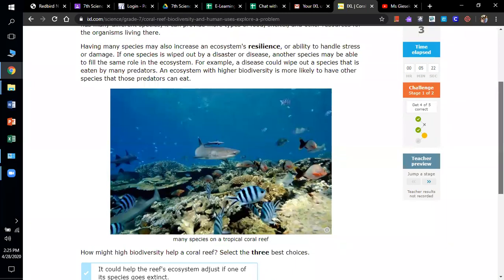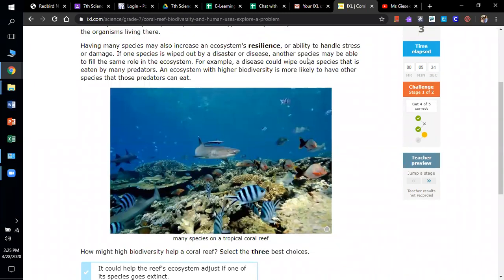Okay, so for example, a disease could wipe out a species that is eaten by many predators. An ecosystem with higher biodiversity is more likely to have other species that those predators can eat.